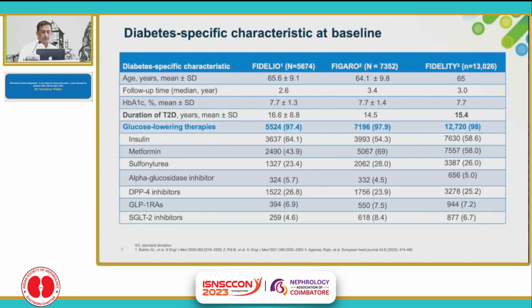Looking at the diabetes-specific characteristics at baseline, what is most important is we look at the HbA1c level in the study population. In the Fidelio, HbA1c level was 7.7. In the Figaro, it was again 7.7. In the pooled analysis, it was 7.7. Fairly decent control for our population. So well-controlled diabetes patients were included in the study arms.